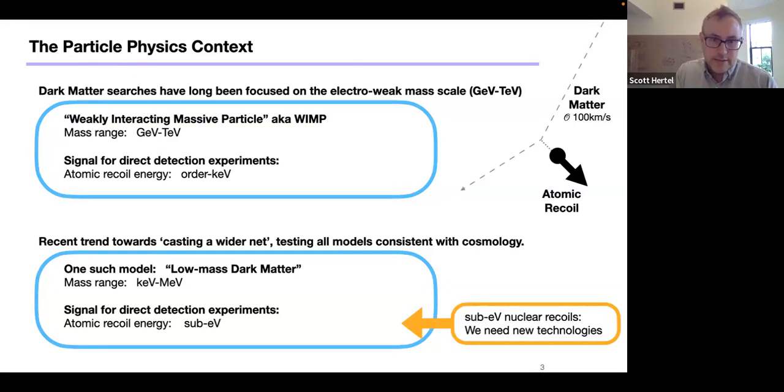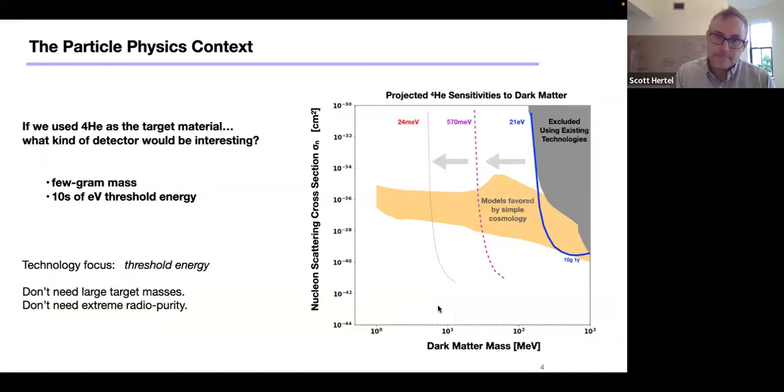And that is a big challenge. We don't have good detectors. We don't have technologies that can find sub-eV nuclear recoils in a large target mass, in a large collection of many atoms. So that's where this whole helium project comes in.